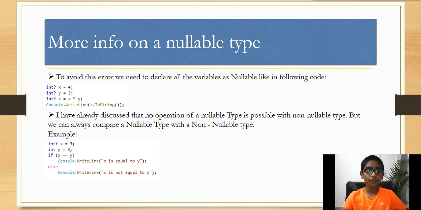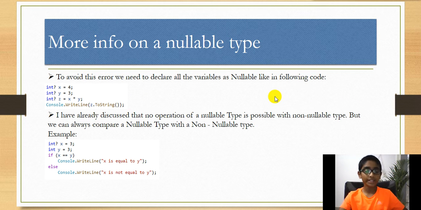And then after that, I'm writing on the console z.ToString. Here the variable x is nullable and y is not nullable, so the program is going to give a compile-time error. What we can do to avoid this error is declare all the variables as nullable in the following code. Here, I'm changing y to a nullable type, while before it was not, and again assigning it the value of 3. After that, I'm changing z also to a nullable type and assigning it the value of x multiplied by y. So the error is gone. After that, I'm printing on the console z.ToString. Like I have already discussed, no operation of a nullable type is possible with a non-nullable type.